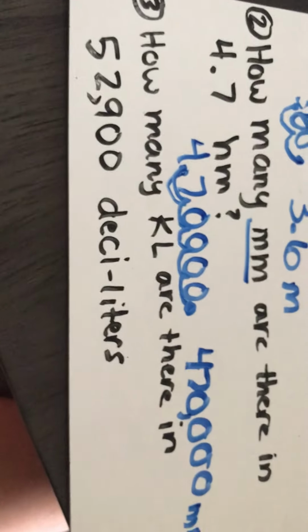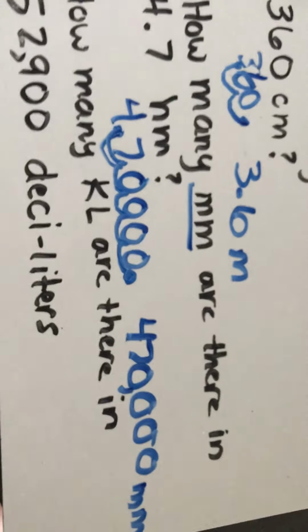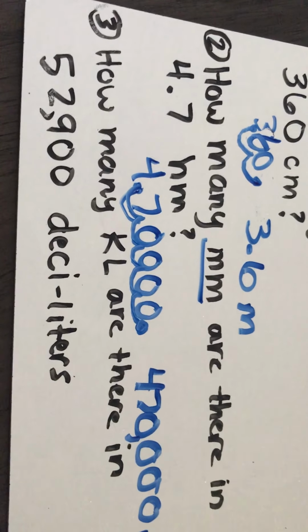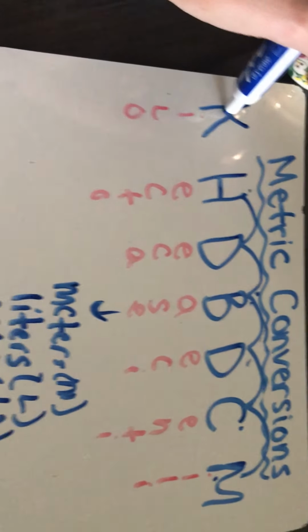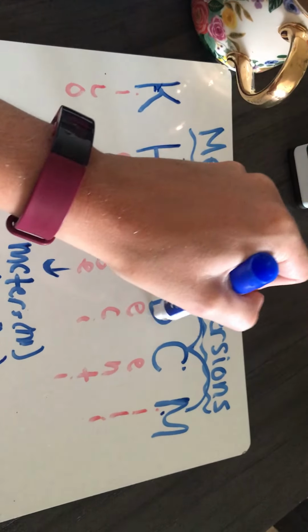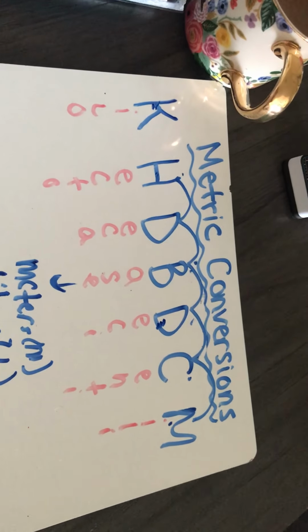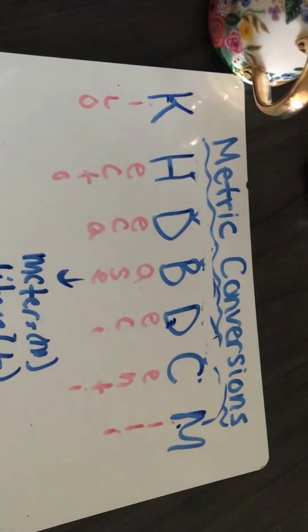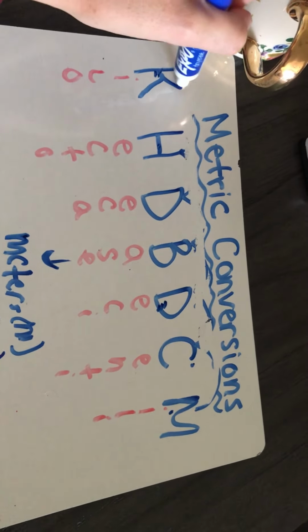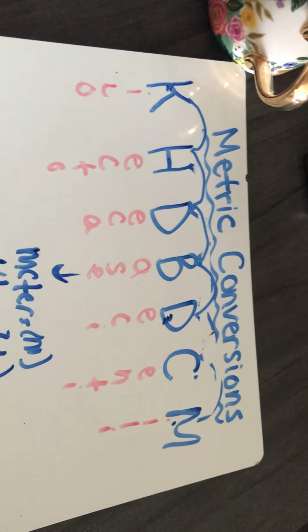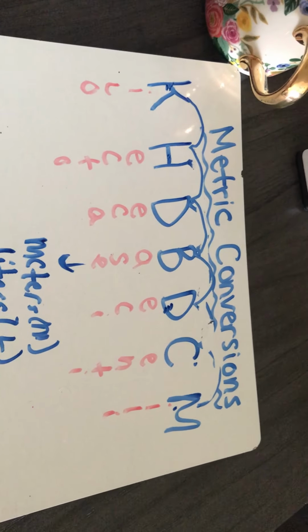Okay, and one more quick question. How many KL, so that's kiloliters, are there in 52,900 deciliters? So again, we look at our chart, we're starting at the K, and we're moving to deciliters. So we're going from here over to here. Again, we're moving to the right. So I'm going to get rid of this little guy to not confuse us. We're going to go 1, 2, 3, 4. So that means we have to move our decimal 4 times to the right.